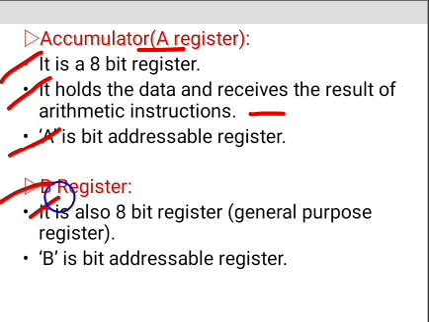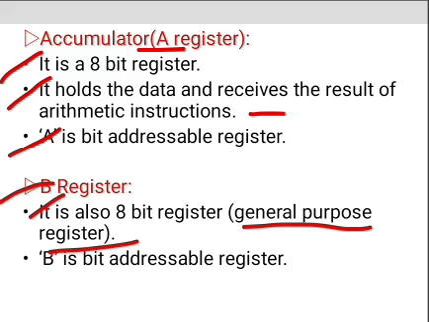It is also an 8-bit register. It stores 8 bits of information, and it is also a general purpose register. This B register is used during multiplication and division operations. In multiplication, one of the 8-bit data is stored in the B register. After the operation, it stores the higher byte of the result in B.